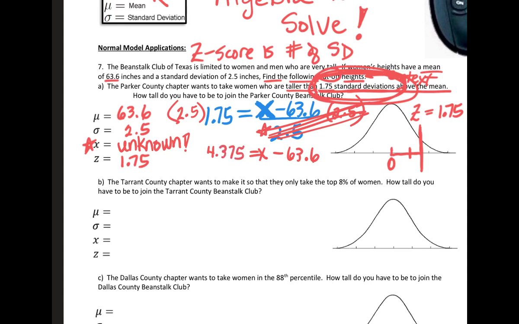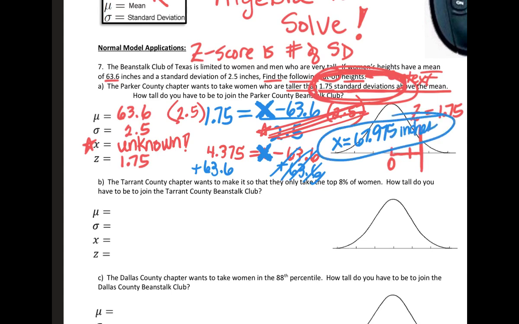Okay, so now here comes the next step. I need to be solving for this x value. So I need to get rid of this minus 63.6, and it's subtracting. So I do the opposite of subtracting and I add that. So this cancels, and then I'm just going to add those together. So my final answer, x equals, what those two added together is 67.975, and those are inches. And so that is the answer. So that's how tall you have to be in the Parker County Chapter Beanstalk Club.